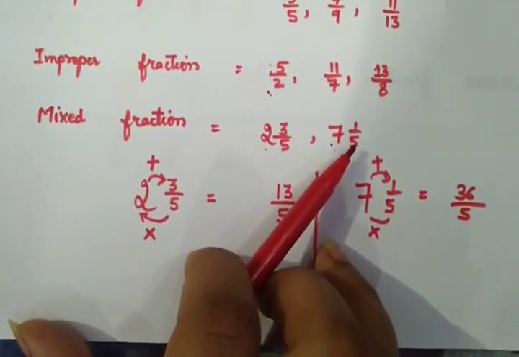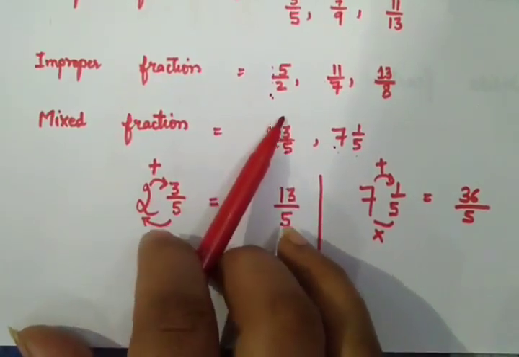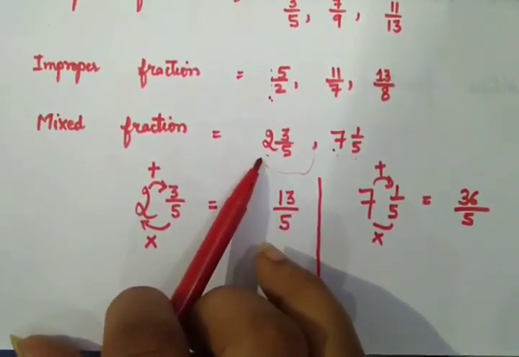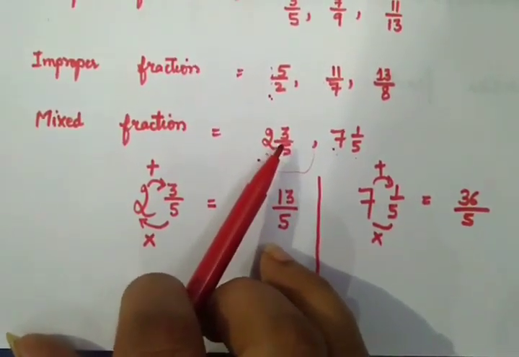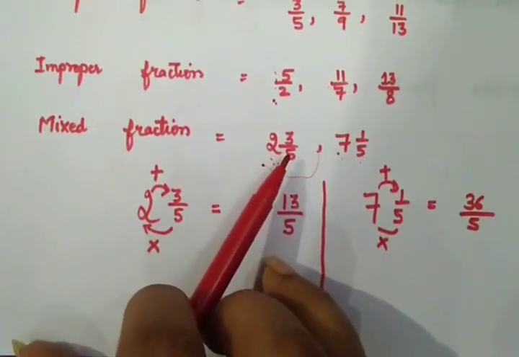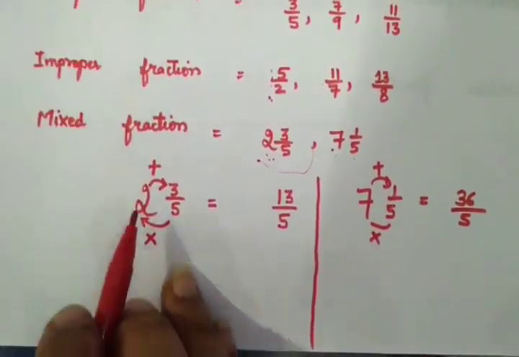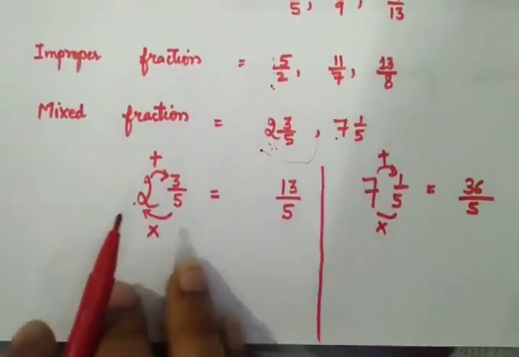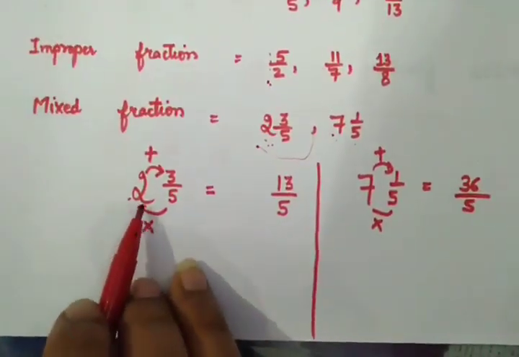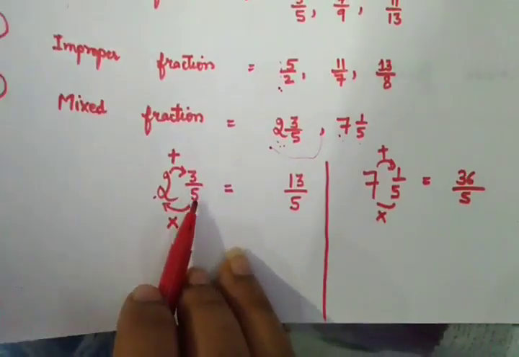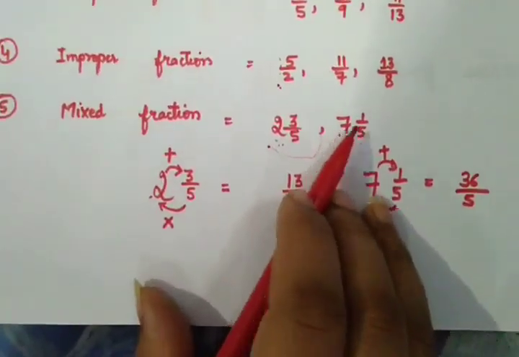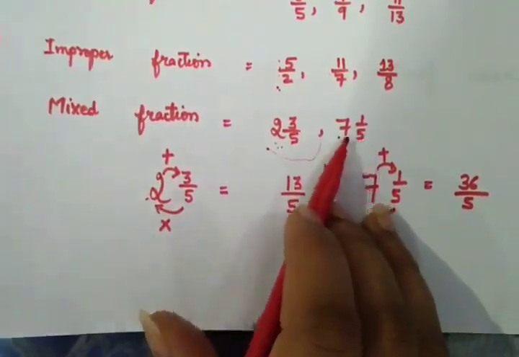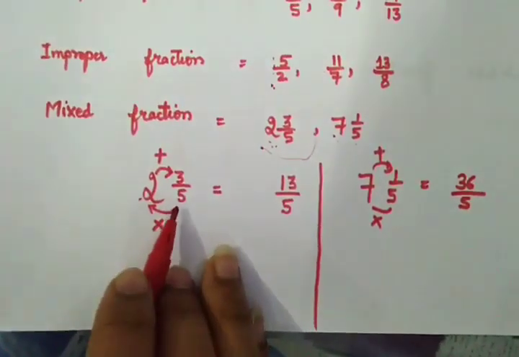And how you have to solve them, because these are a little complicated to see and understand, so we can convert them into a simpler form which is easy to understand. I have written this over here, 2 3 by 5, or you can sometimes read this as 2 whole 3 by 5, 7 whole 1 by 5. Now how to solve it?